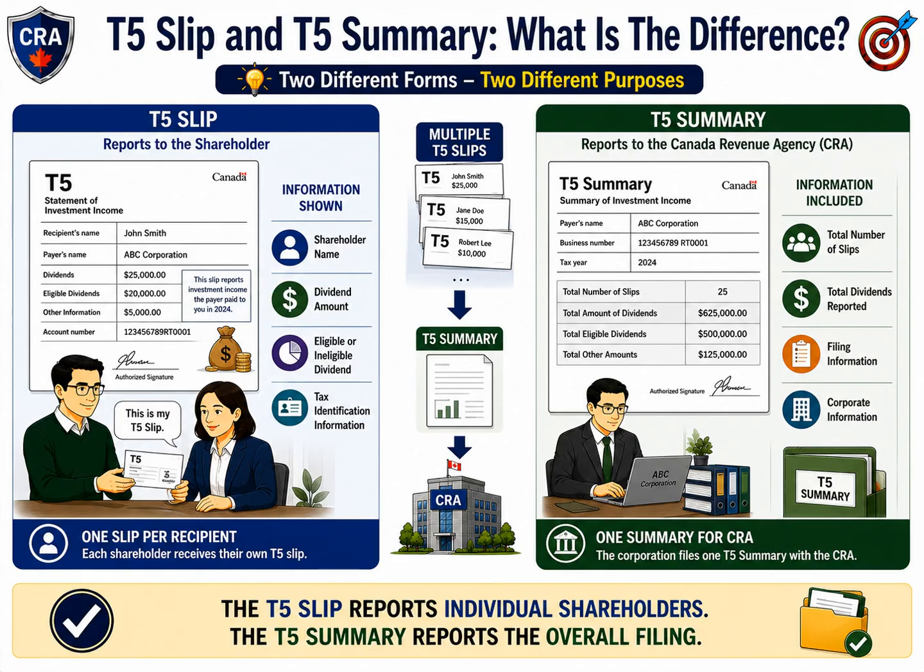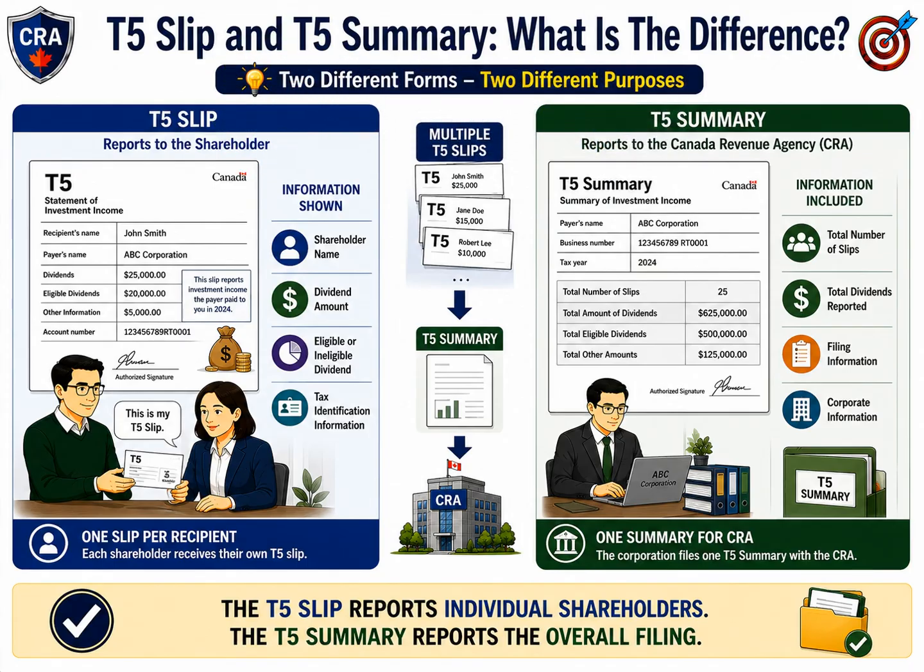Think of the T5 slip as the shareholder's personal reporting document. It tells the shareholder and the Canada Revenue Agency exactly what dividend income was received during the year. Now let's look at the T5 summary. The T5 summary serves a different function.